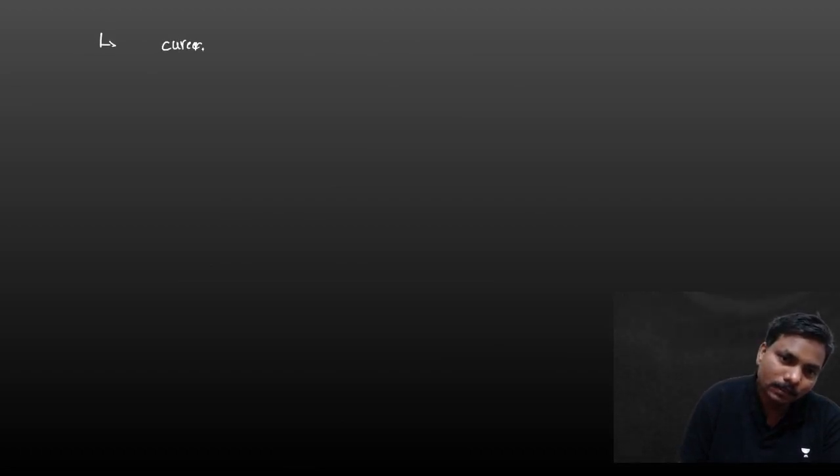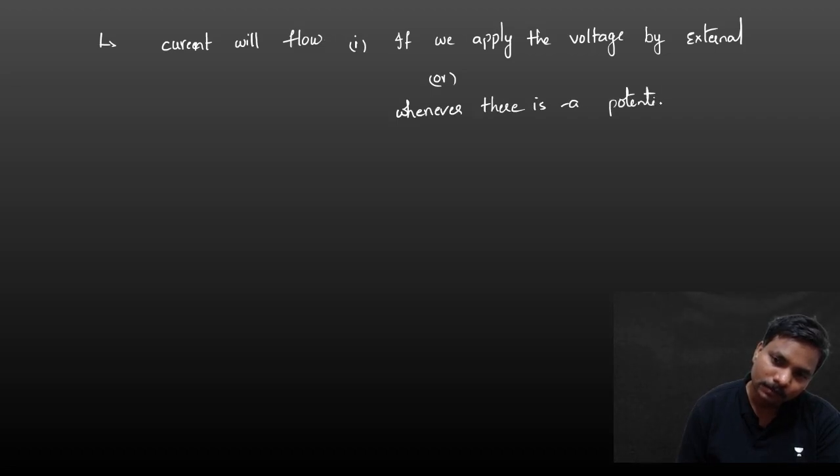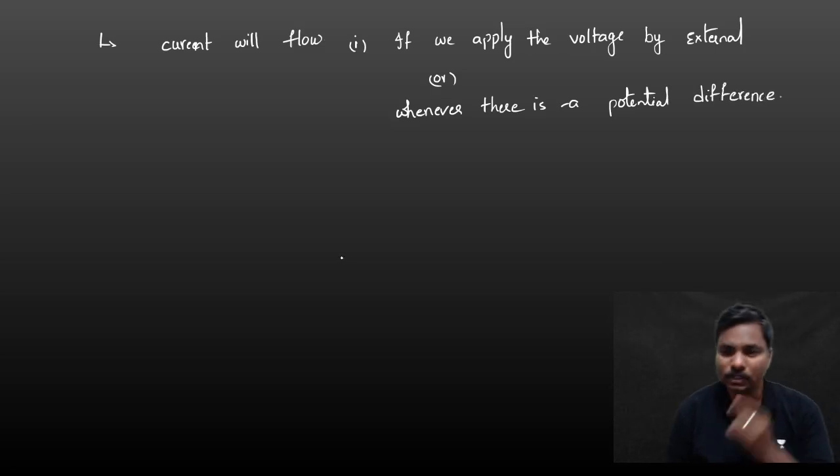Current will flow only in the cases. The first point, if we apply the voltage by an external source, or whenever there is a potential difference. Very important point. Whenever there is a potential difference, then only current is flowing. Otherwise, no current is flowing.